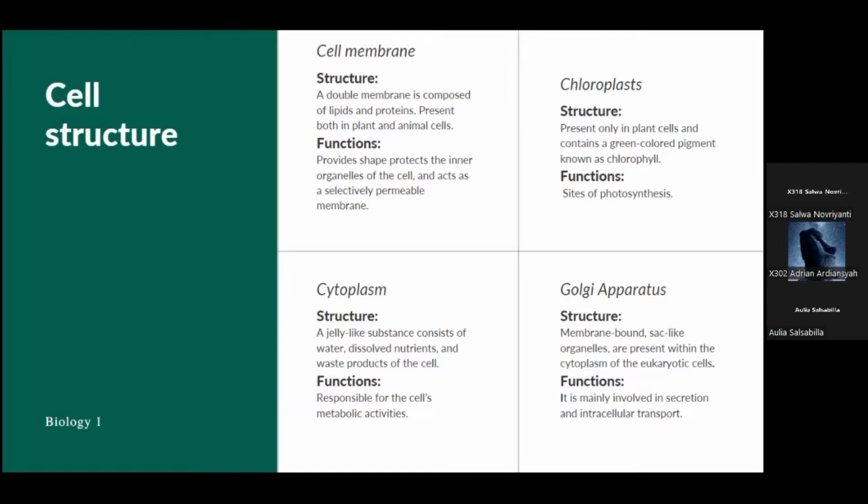Next, we have the Golgi apparatus. It's a membrane-bound, sac-like organelle present within the cytoplasm of eukaryotic cells. Its function is that it's mainly involved in secretions and intracellular transport.